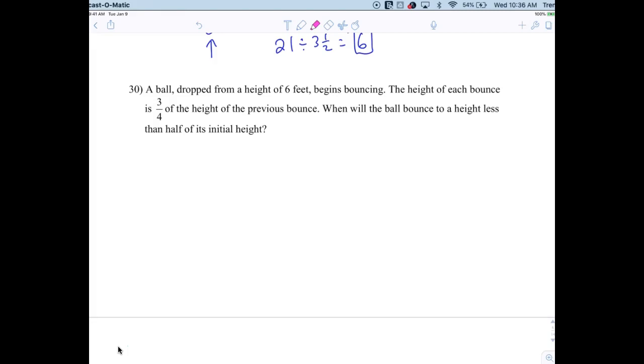For what, though? Read the question. Not 4 feet. That's why I'm saying the units are important. For what? For, yes, 4 bounces. I'm not saying that's the correct answer. I'm just saying it's definitely not 4 feet.